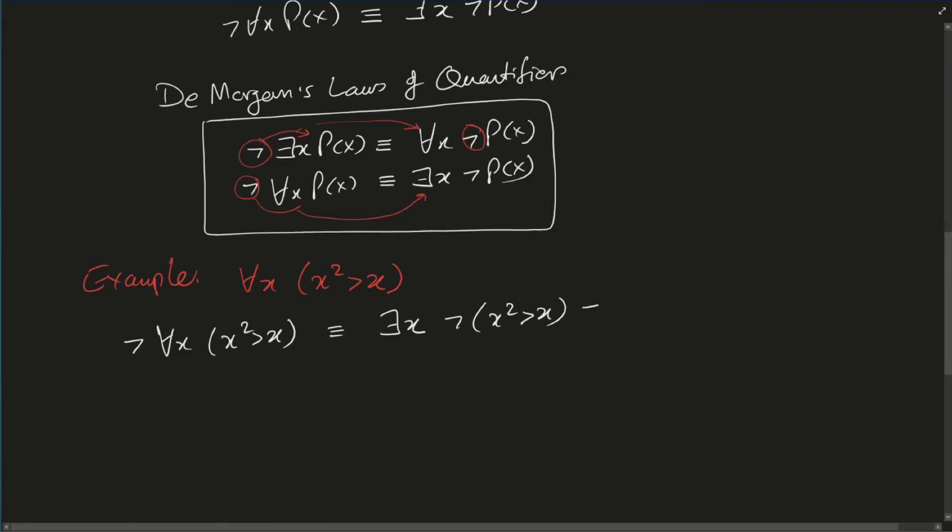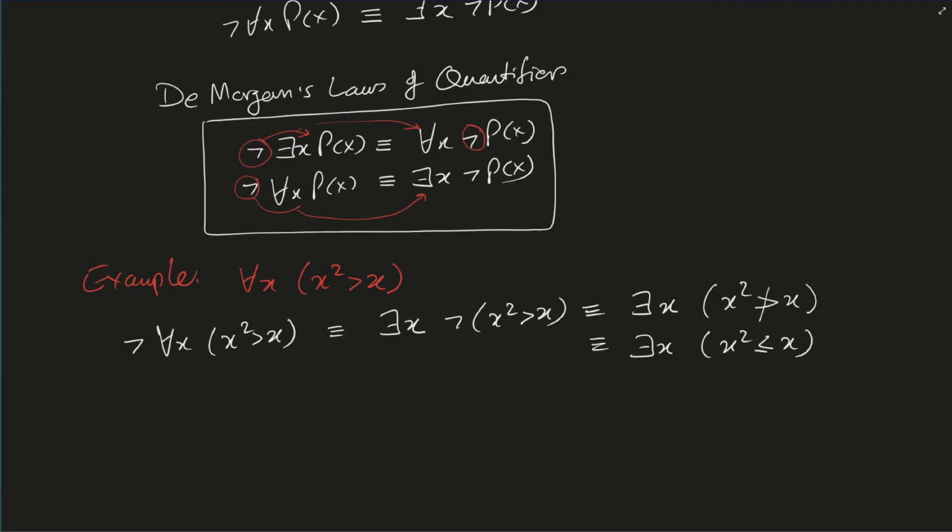We can also write it as there exists an x such that x squared is, for example, not greater than or equal to x, or you can even rewrite it as for every x, x squared is less than or equal to x, which are all logically equivalent.